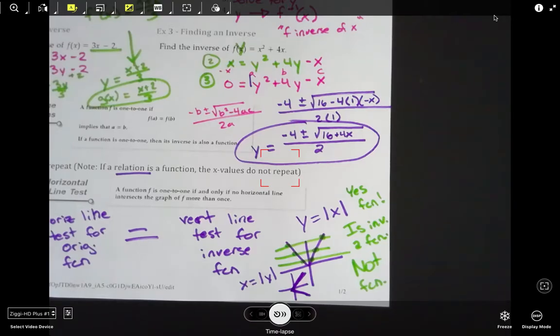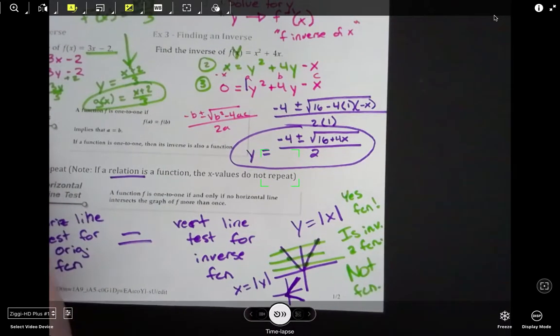Good? Yes? Okay, I'm going to tell you one more thing because I know they're going to do this on your homework assignment. Are you ready for this? Okay.